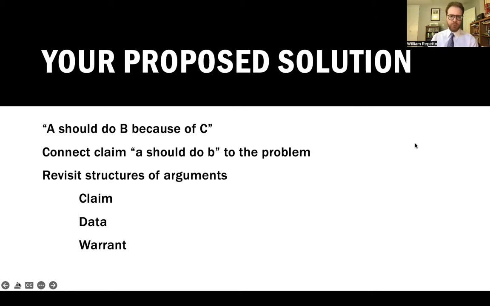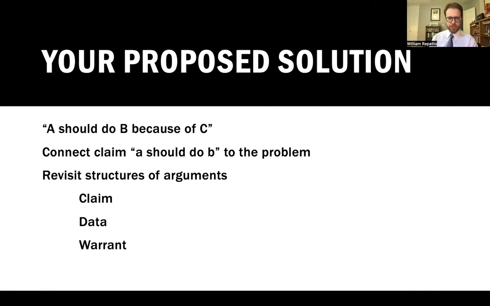So you have those previous two sections where you've given an assessment of the problem, you've introduced the problem, and now you're connecting that, hey, why should A do B, to all that stuff that I described a second ago. If you want to think a little bit deeper about it, you can go back to the structures of arguments that I introduced last week in my lecture on rhetoric and business writing.